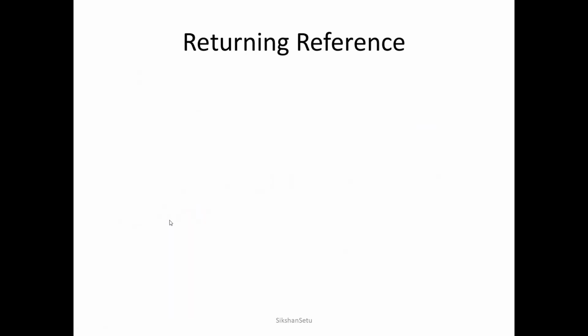Now, another concept, returning reference. Where is the need for returning a reference? When we need to assign some variable or some value to a reference variable, we can go with reference, or when we need to get an index or access some variable, at that time we need to return a reference.